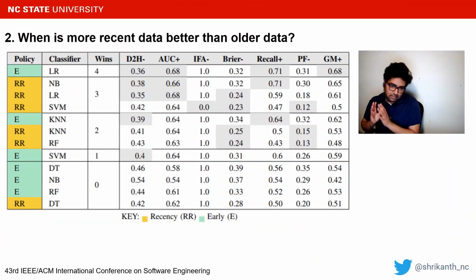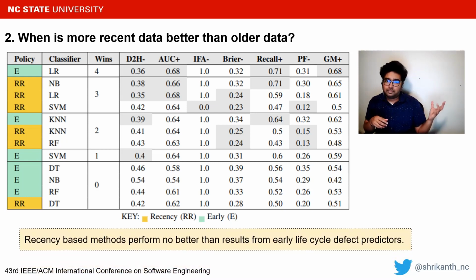When is more recent data better than older data? This table shows results of 12 defect prediction models tested in all project releases. If recent data is comparatively more informative than older data, then defect predictors built on recent data, that is RR, should outperform predictors built on much older data, that is E. However, we see that E and RR seem to perform almost the same. So we conclude that recency-based methods perform no better than the results from early lifecycle predictors.